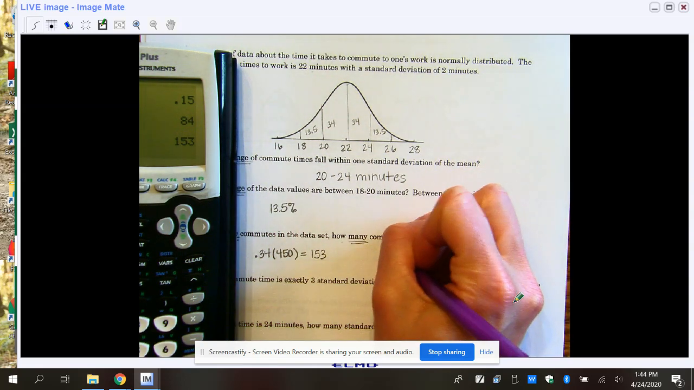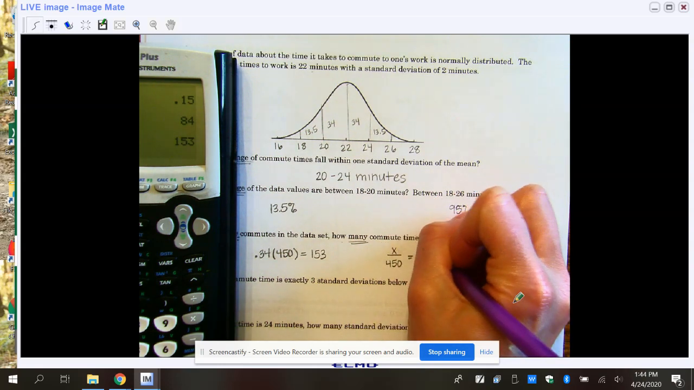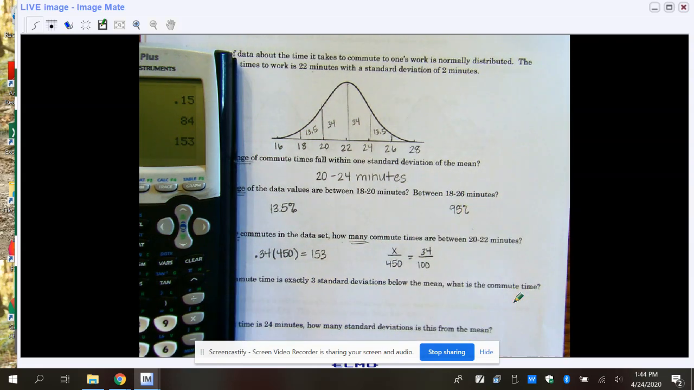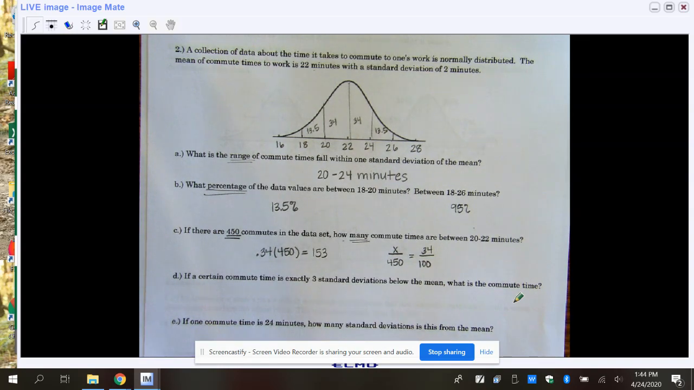Or you could set it up as a proportion. So how many out of 450, and then your percentage would be 34 out of 100. When you cross multiply, you'll get the same answer.